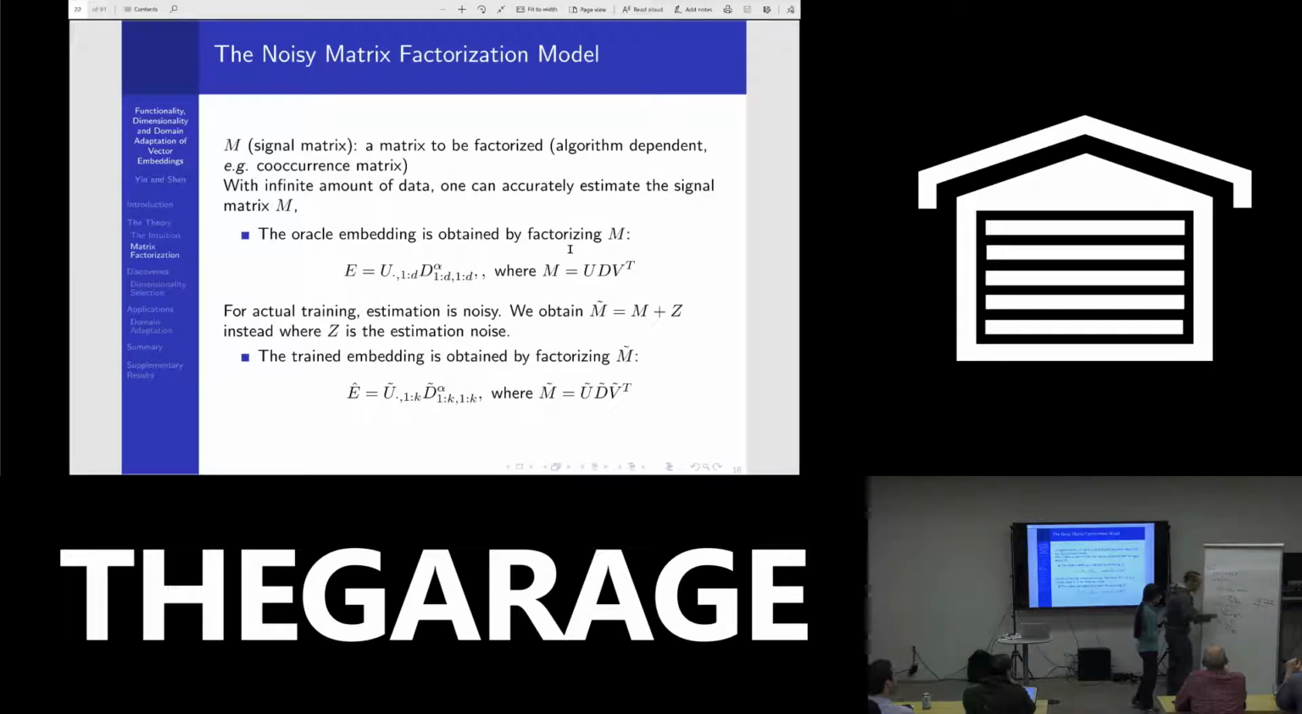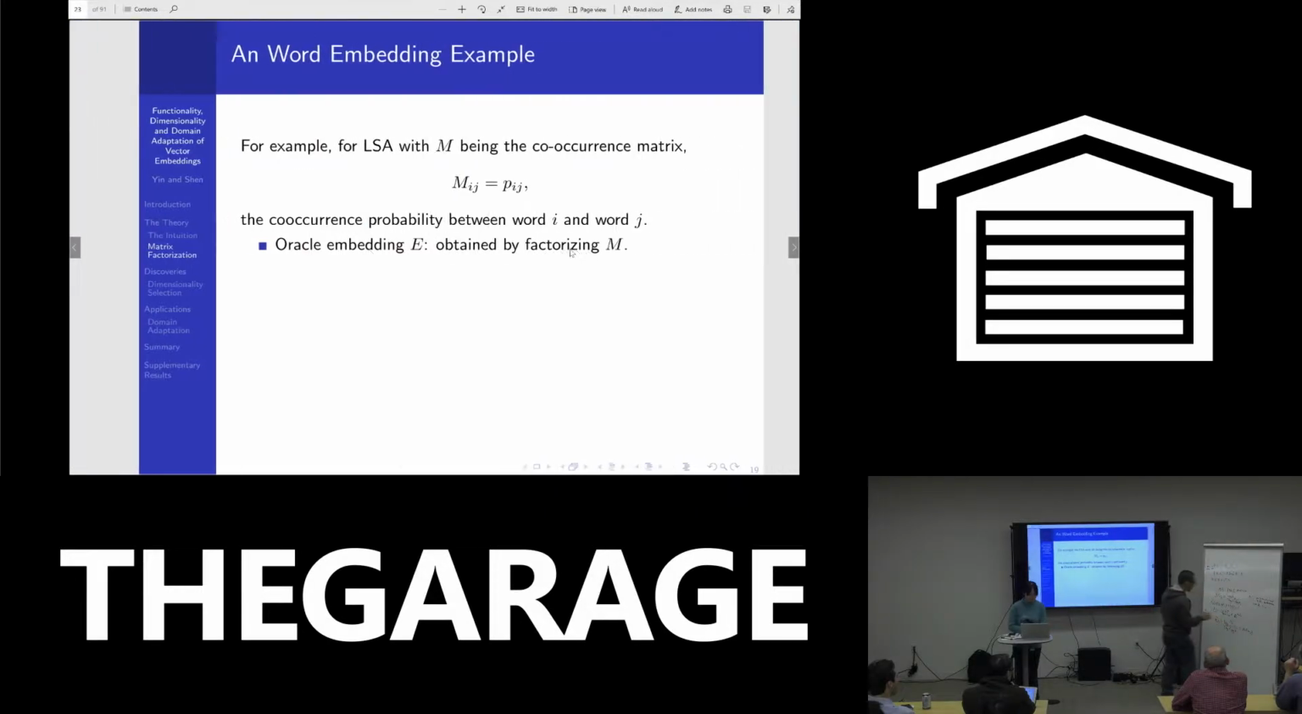And so this actually gives us estimation noise, where we characterize it as M plus Z. So this M here is the original matrix. But since we are doing estimation on the corpus, we have additional estimation noise, which we call Z.